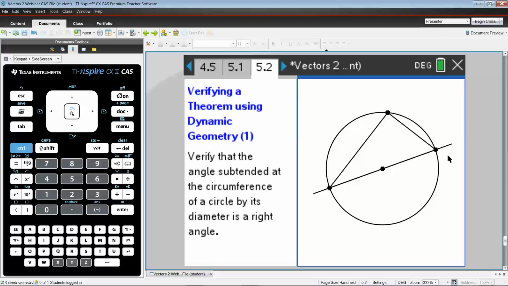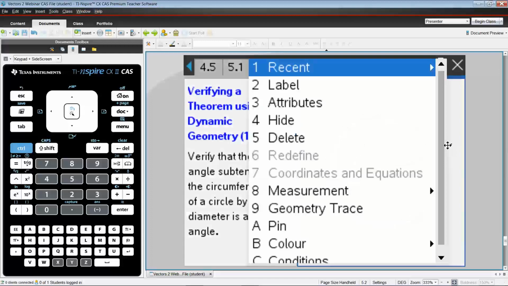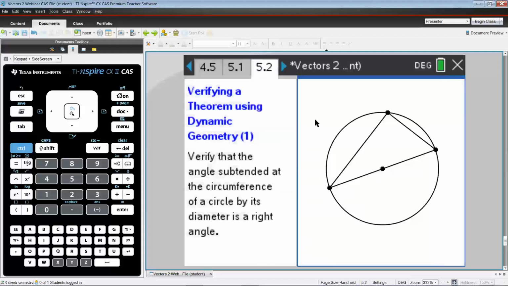Now I see this extended over here. I can actually go to the line there, right-click, or Control Menu on the handheld, and simply hide it as shown over there. So after I've hidden that, I've now got my triangle over there.